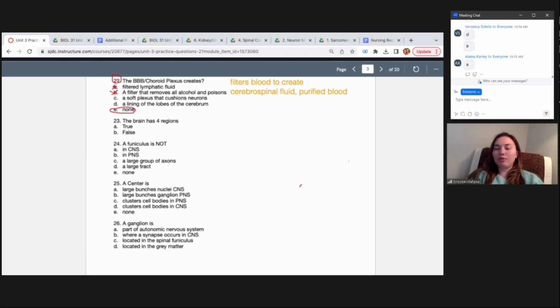It should not be a filter for lymphatic fluid. It's a filter for blood. It does not cushion neurons. That's not the point of it. It lines the ventricles of the brain, not the lobes of the cerebrum. So the answer there should be E.